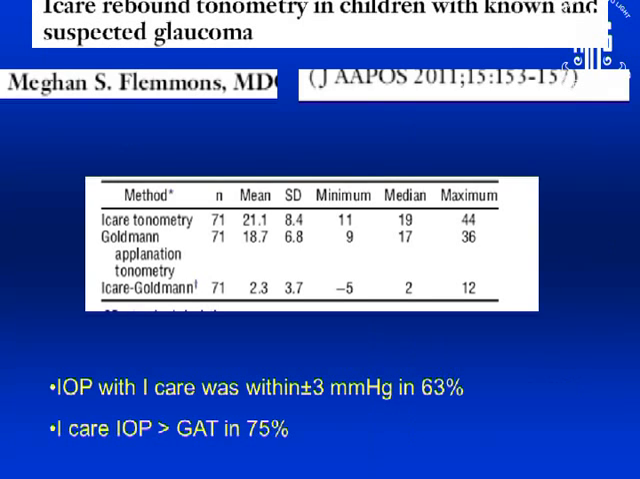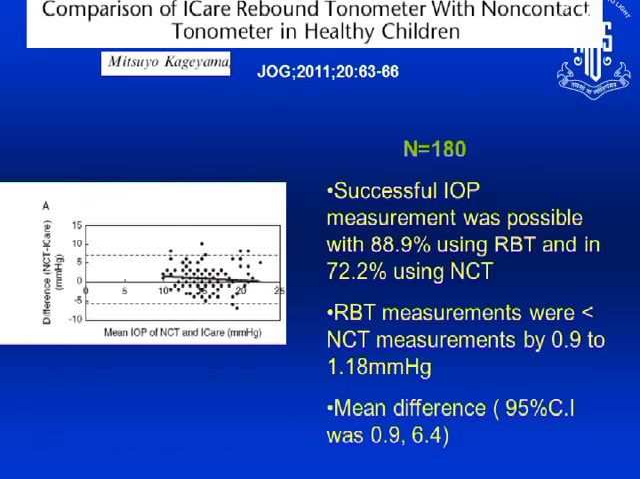So as Dr. Ronnie had told us, the iCare tonometry has become much more popular than the other instruments now in examining children. And this was a report which looked at the iCare tonometry in children with known and suspected glaucoma. The iCare IOP was within 3 millimeters of mercury of the GAT in about 63% of children examined. However, the iCare IOP was slightly more than the GAT in 75% by about 2 millimeters.